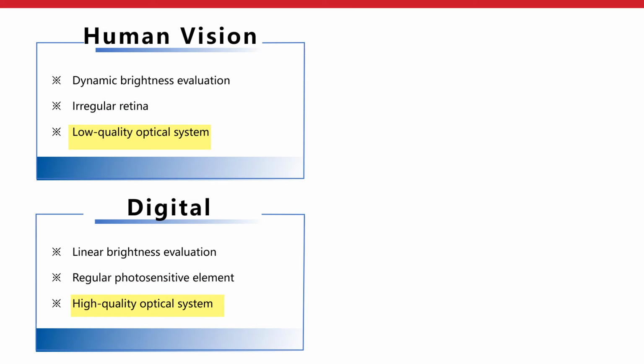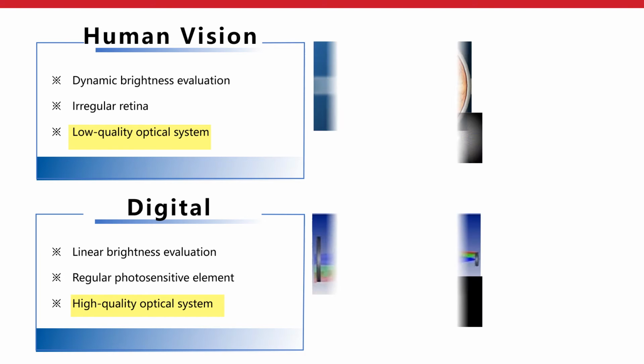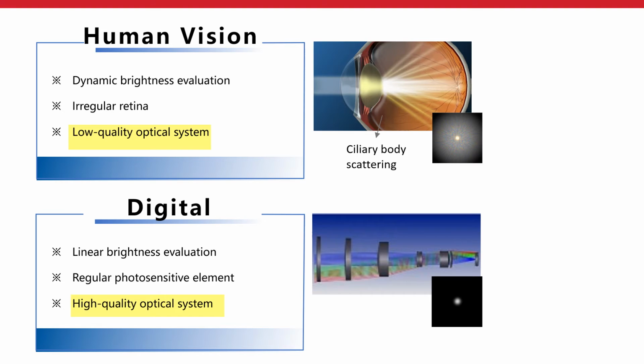The last point will be human vision and digital's optical system difference. In the human eye's retina, light travels into the eye and creates scattering. Thus, this will create glaring in our vision. Whereas in digital, the optical system is optimized to have a focus-centric light.